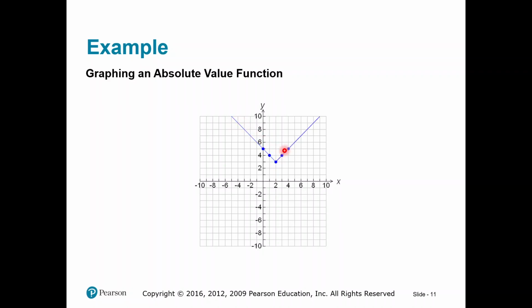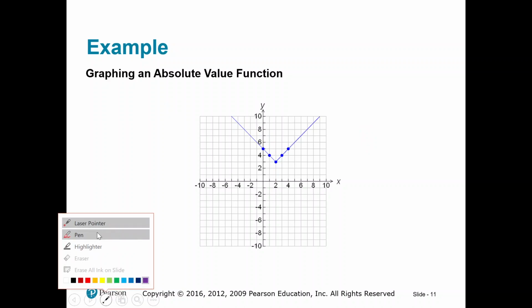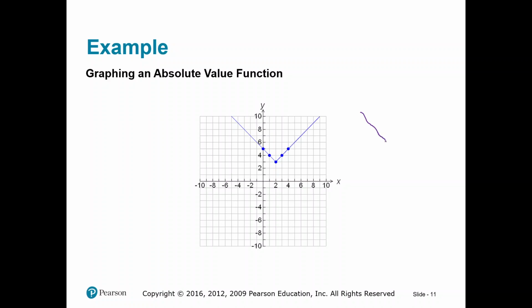Now we have our graph, just like that. So the graph of the absolute value function is a V shape. You might want to remember that V shape represents the absolute value equation. And that's how you graph the absolute value functions or equations.